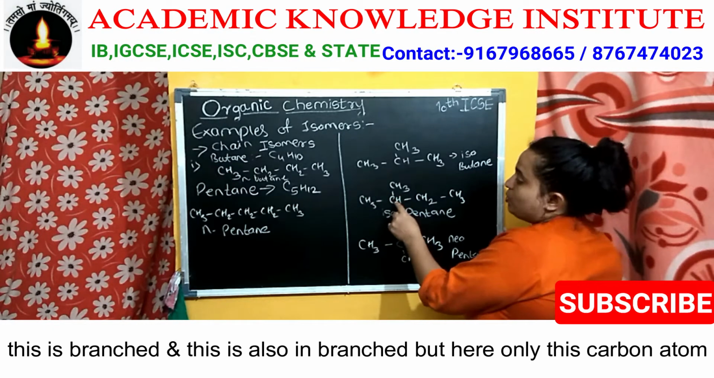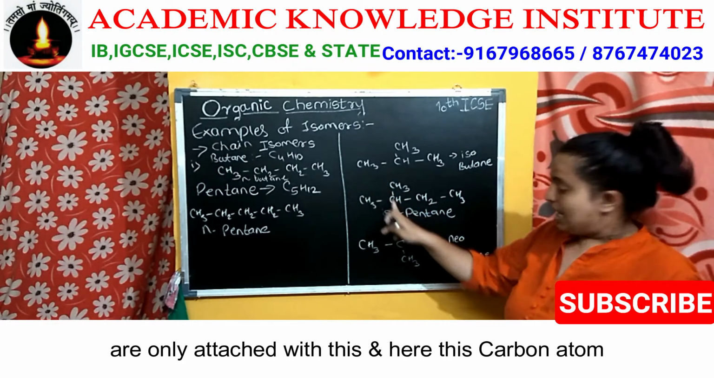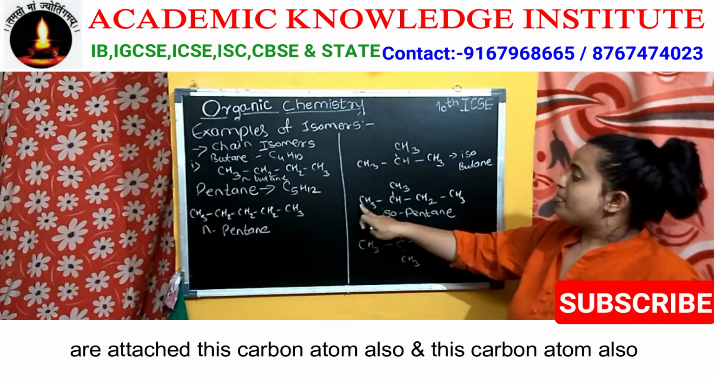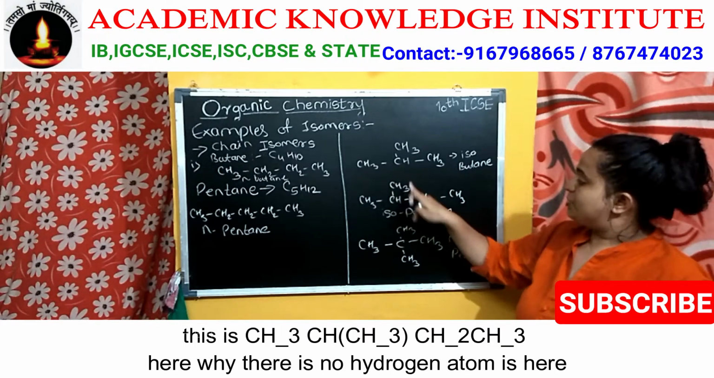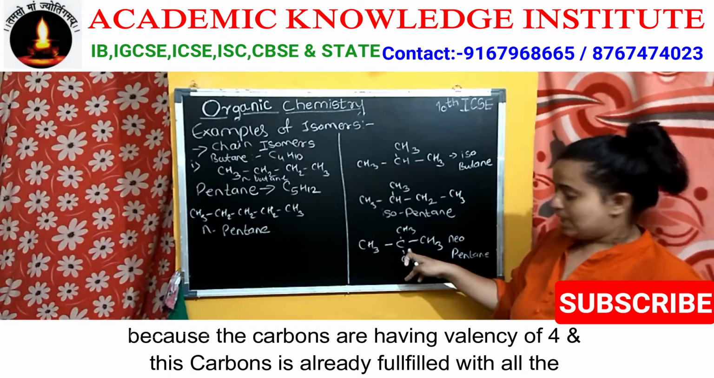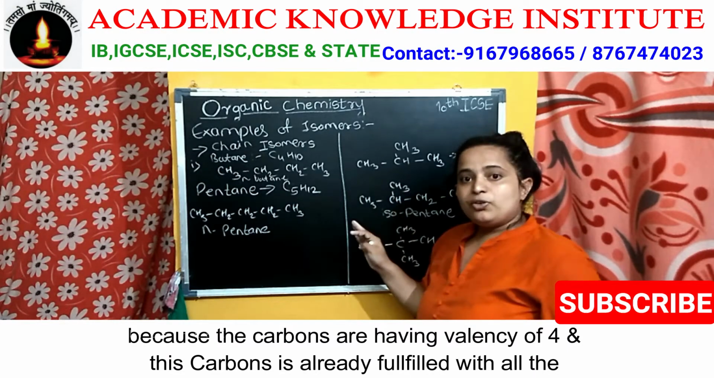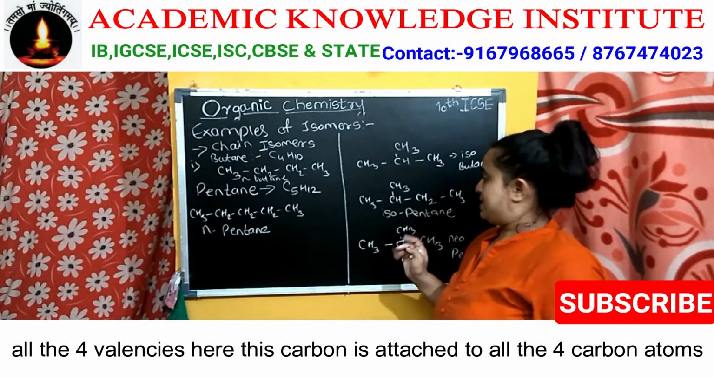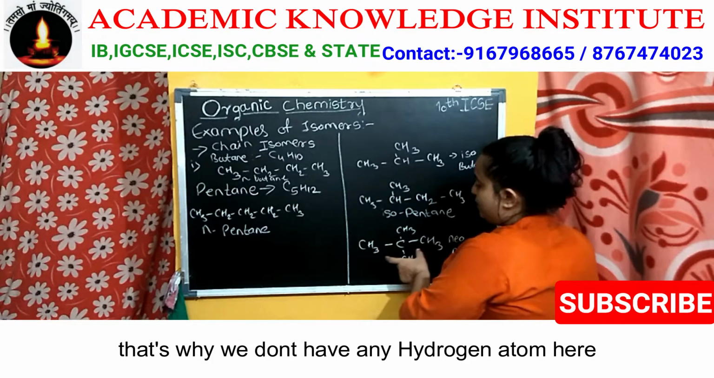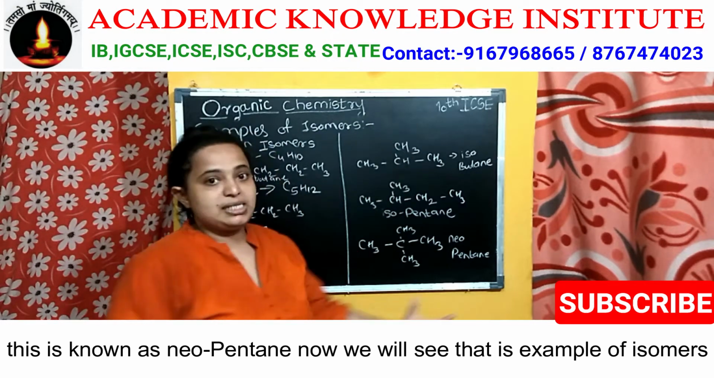But here, only these carbon atoms are attached to these, and here this carbon atom is attached to this carbon atom and this carbon atom also. This is CH3, CH, CH3, CH2, CH3. Okay? Why is there no hydrogen atom with this carbon? Because carbon has a valency of 4 and this carbon has already fulfilled all 4 valencies, because this carbon is attached to all 4 carbon atoms. So that's why we don't have any hydrogen atom here. Okay. And this is known as neopentane.